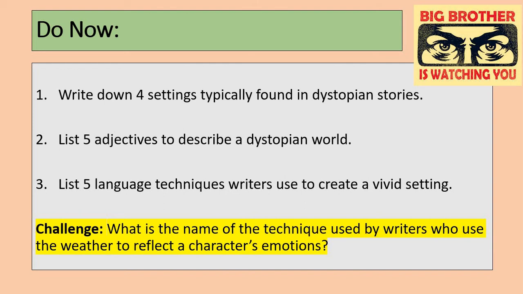Darkness, fog maybe, lightning, thunder. Yeah, so that's how the weather might reflect somebody's mood, and we call that pathetic fallacy. So if you didn't have a go at the challenge, can you write pathetic fallacy?